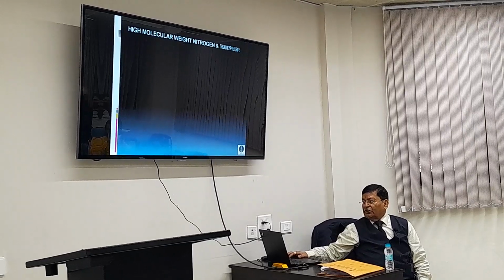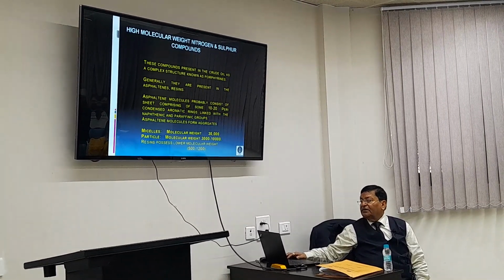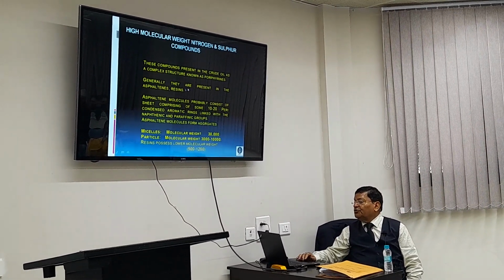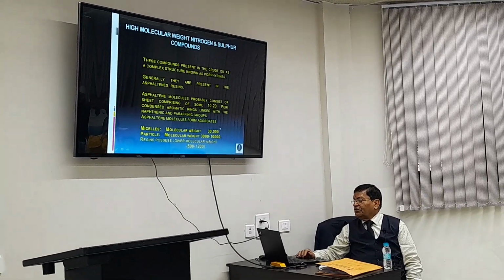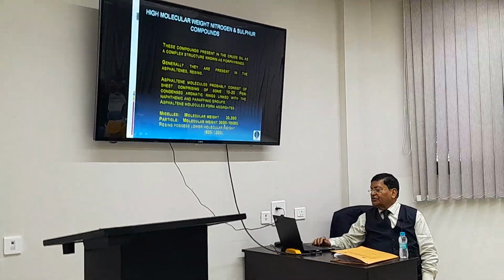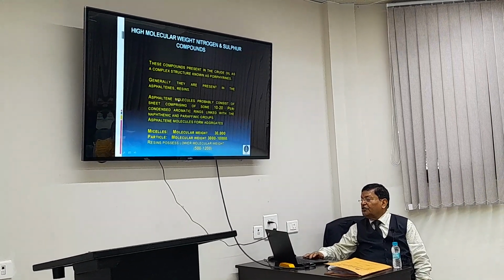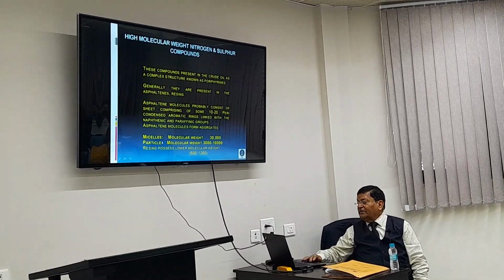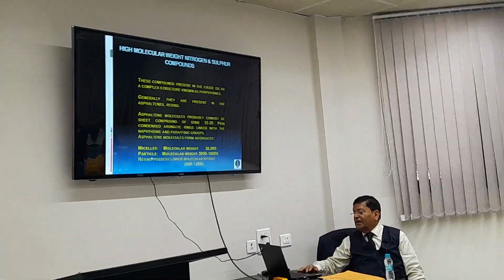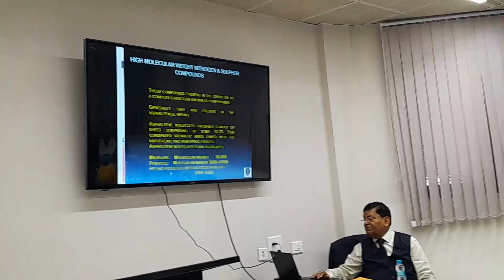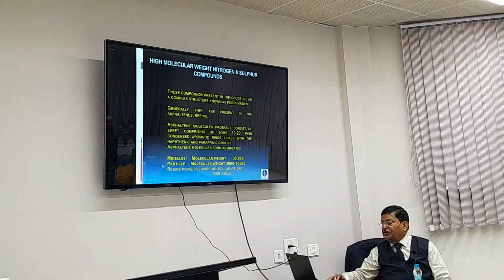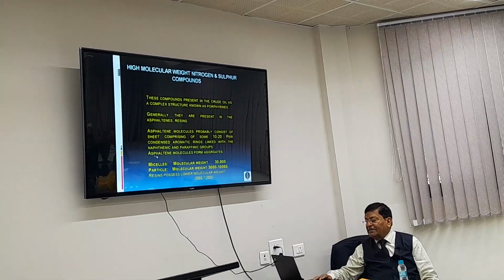Now, high molecular weight nitrogen and sulfur compounds are present in crude oil, in asphaltene molecules, molecular weight 30,000. 3,000 to 10,000 is the resin. This is the composition of the asphaltene, where it contains the micelles and particles. Resins possess lower molecular weight, the combination of the micelles, particles and resins.